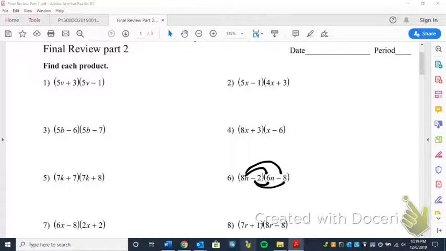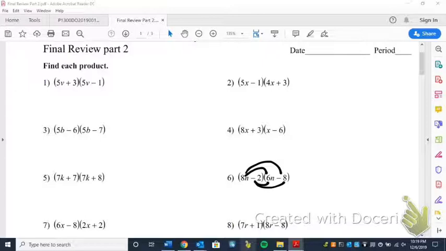So when we FOIL, that's what it looks like. And if you look back and do those little rainbows, the little distribution arcs, if you look at where your F's are, notice those are our F's. Those are our O's. Say that 10 times fast. Those are our I's. And those are our L's.